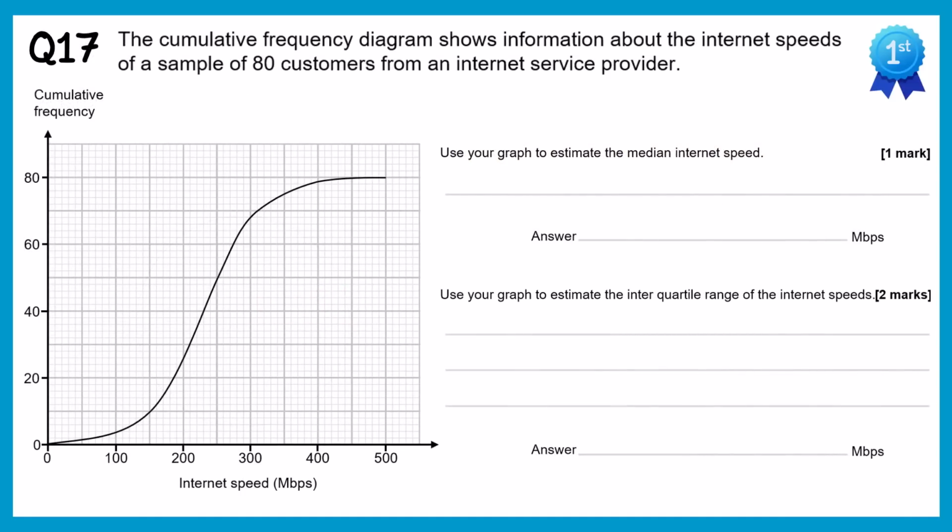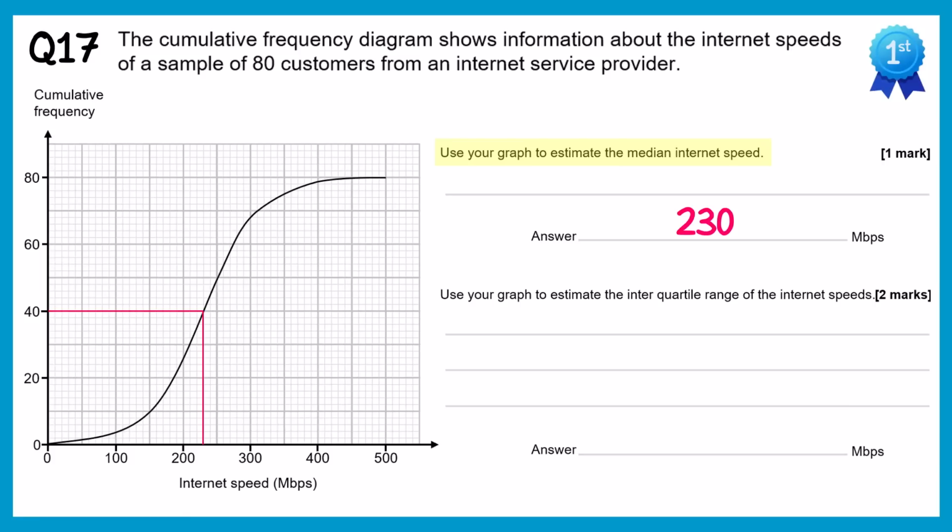In the first part of this question, we need to use the graph to estimate the median speed. We can see from the cumulative frequency diagram that the cumulative frequency goes up to 80. This means the median will be at half of this, which is 40. So we find 40 on the cumulative frequency, go across to the curve, and then down to read off the median internet speed. So that's this speed here, which is at 230.